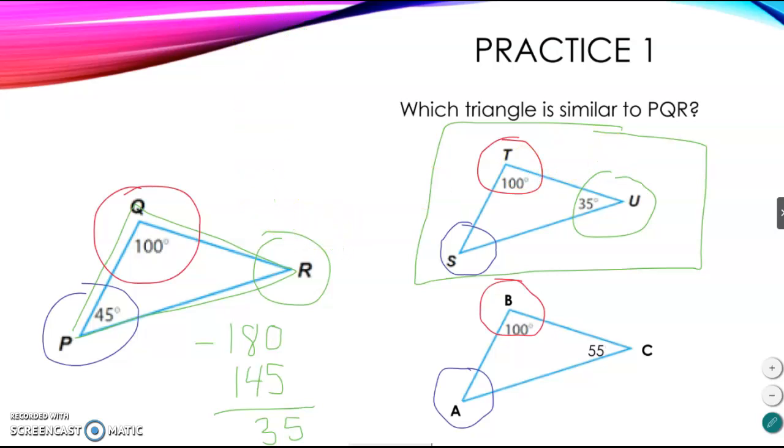And while we're at it, I'll go ahead and write that similarity statement here. So we have triangle PQR, and we use the little squiggle line to show that two triangles are similar. We don't say equal because they're not equal in size, they're similar to each other. And that is similar to triangle STU.